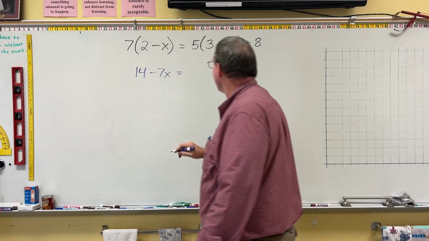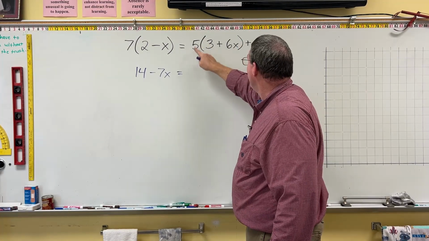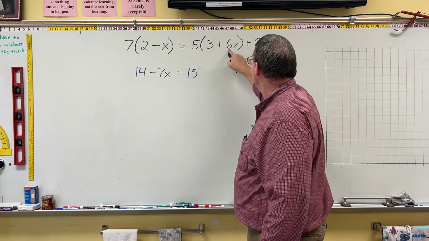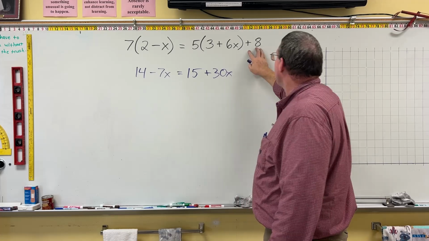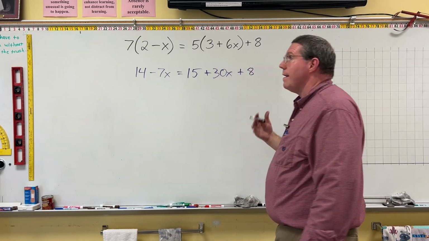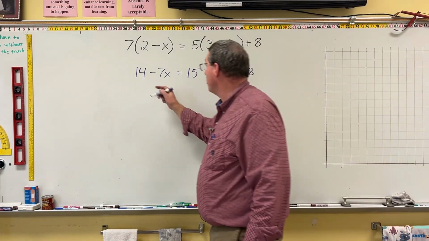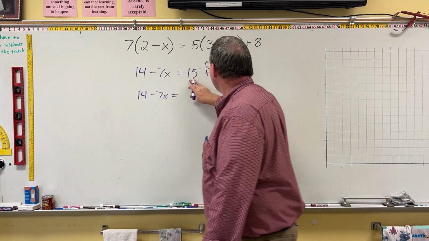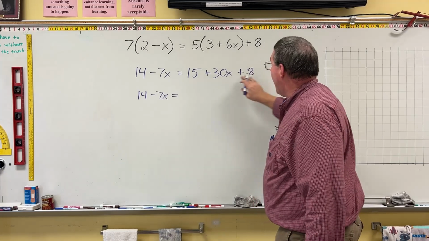Bring down the equals. We have another set of parentheses, starting here, ending here. 5 times 3 is 15. 5 times 6x is 30x. This doesn't have any parentheses, so we just tack on the plus 8, and now it can be solved the same way we did in the previous one. Look what we have here. We have 14 minus 7x is equal to, see this 15 and this 8? They're like terms. They can be added together.